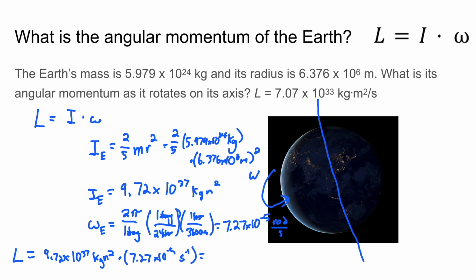And we end up with some number. It's a really, really big number. It is 7.07 times 10 to the 33rd power. And again, we got kilograms, meters squared, and seconds at the bottom. So this is in kilogram meters squared per second. That should be the angular momentum of the Earth as it rotates about its axis.